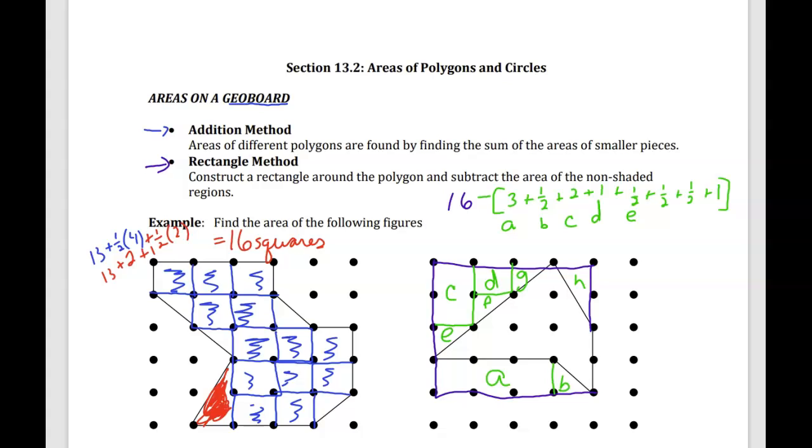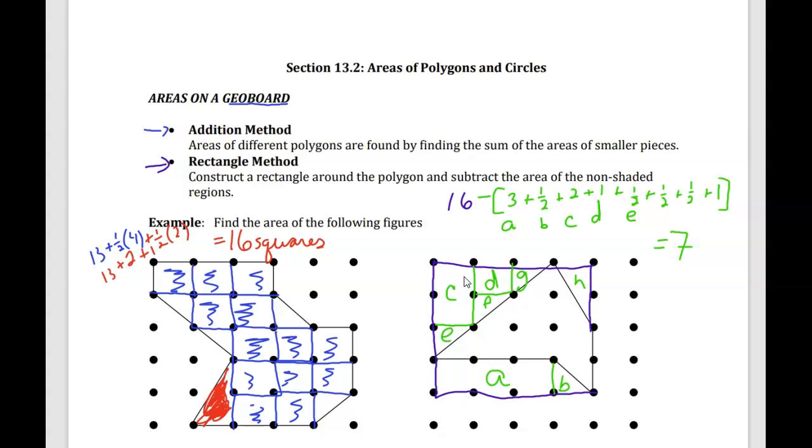So 16 minus 10 would give me 6. I think I miscounted. Let's see here. 3, 4, 5, 6, 7, 8, 9. I did. I miscounted. So 16 minus 9 is actually going to be a total of 7 here.